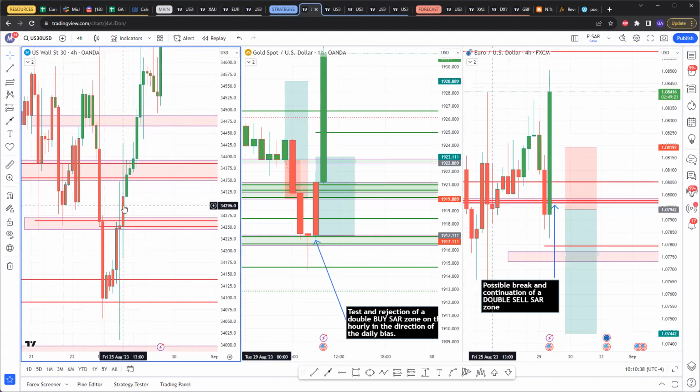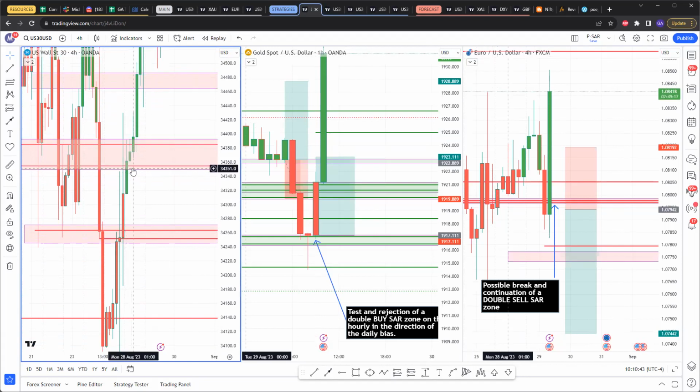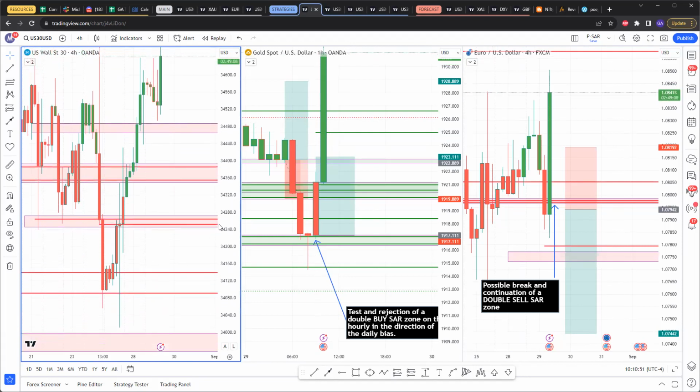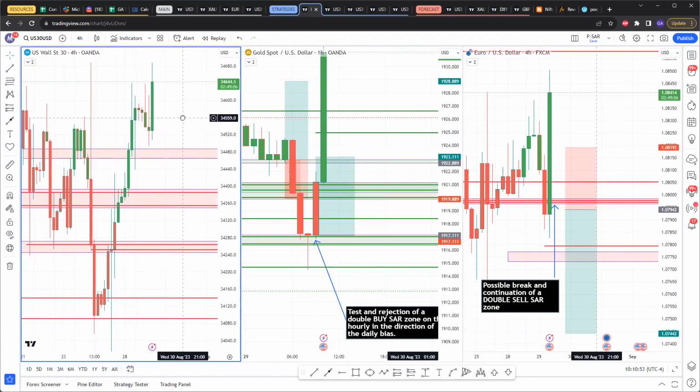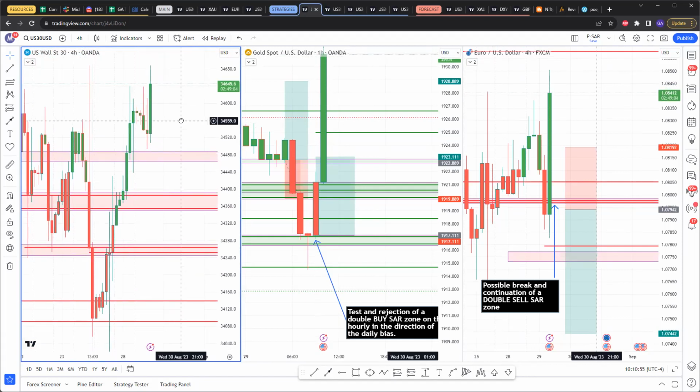But you can see, yes, we had a test, but this rejection did not close below the sell SAR. So just by having a strategy and sticking to it, as much as I'm biased with sells on US30, I'm not getting burnt by US30 going up because there's no entry that US30 has given me this whole time up.